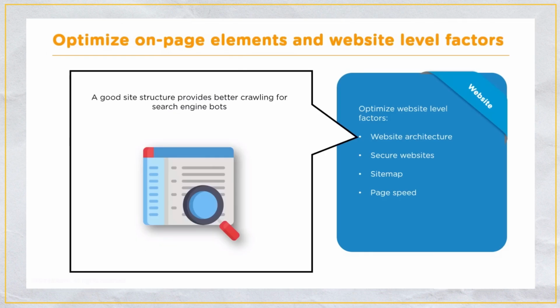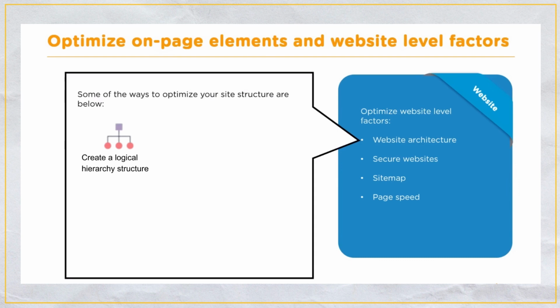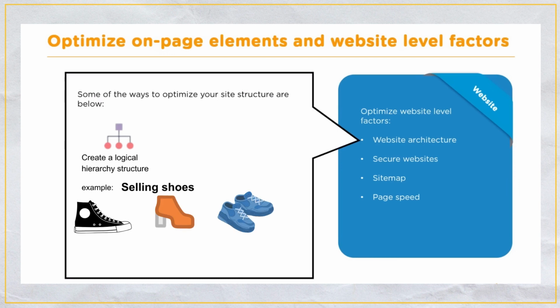Optimizing on-page elements is essential, but we should also consider website-level factors that contribute to optimization and higher rankings on Google search. Having a well-structured site facilitates better crawling for search engine bots. This means organizing your site logically with a hierarchical structure that allows Google to find all pages efficiently. For example, if you're selling shoes, your site hierarchy should include categories like men's shoes, women's shoes, and children's shoes.